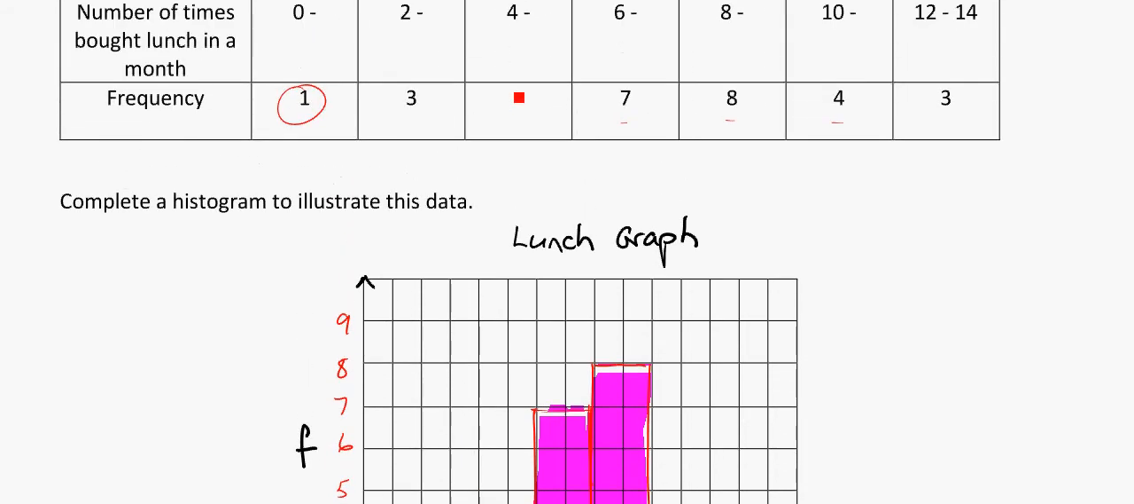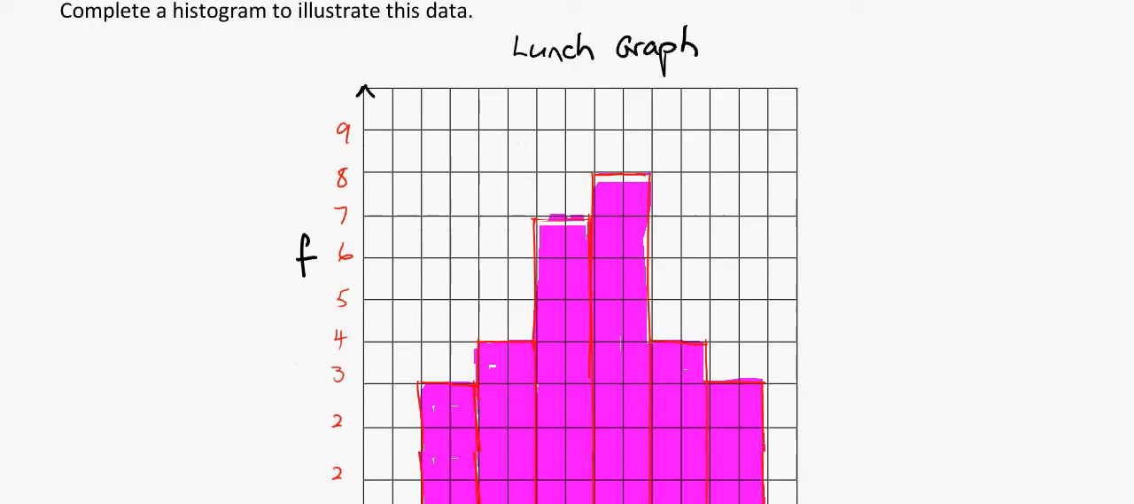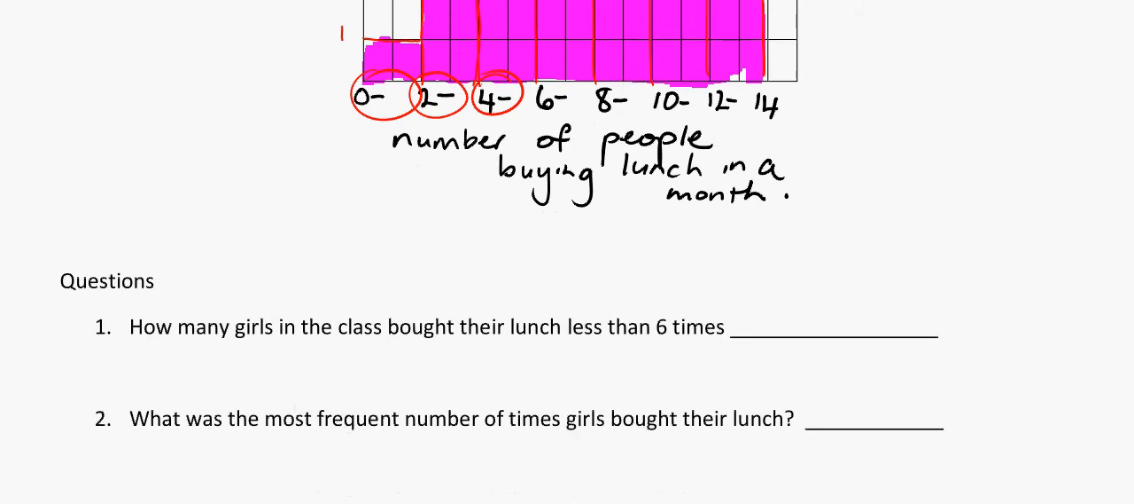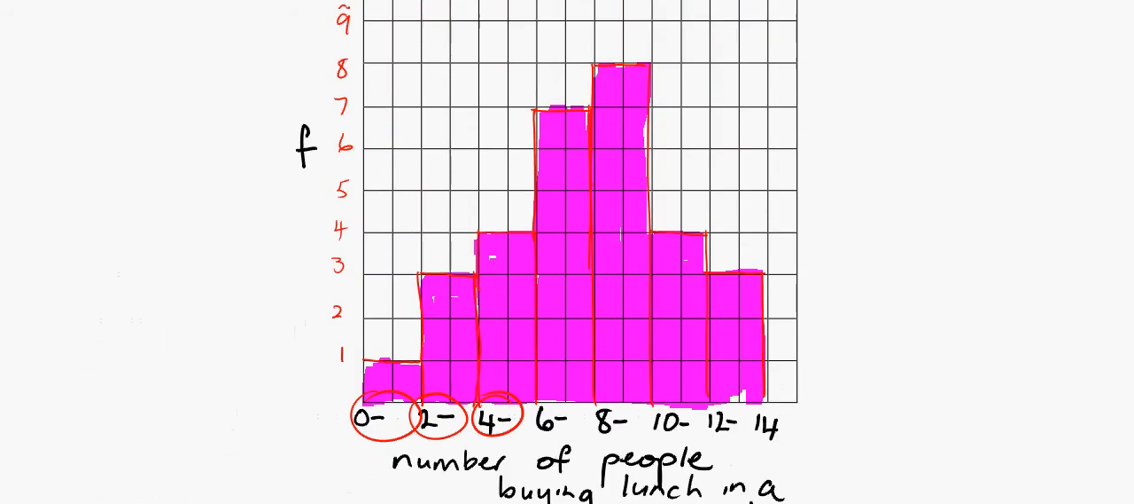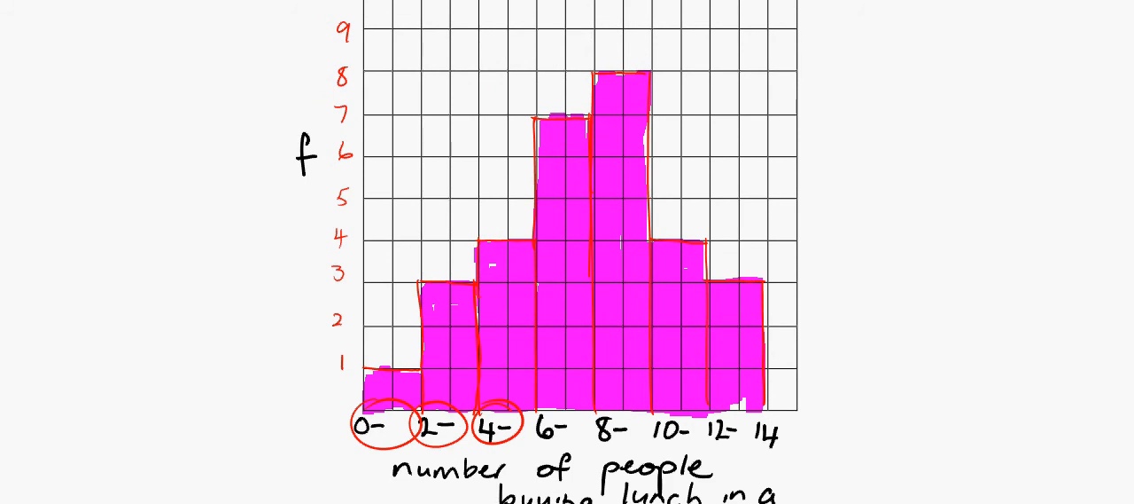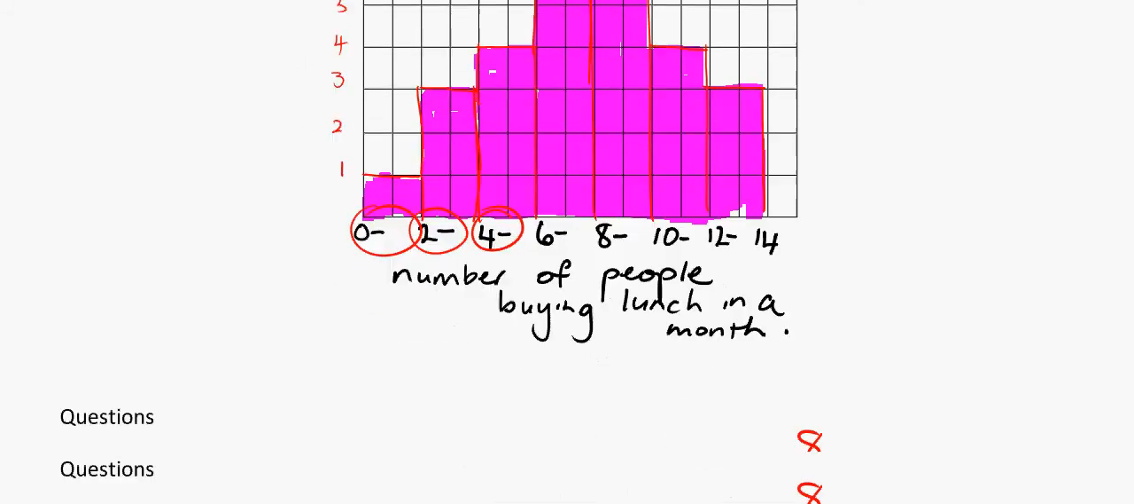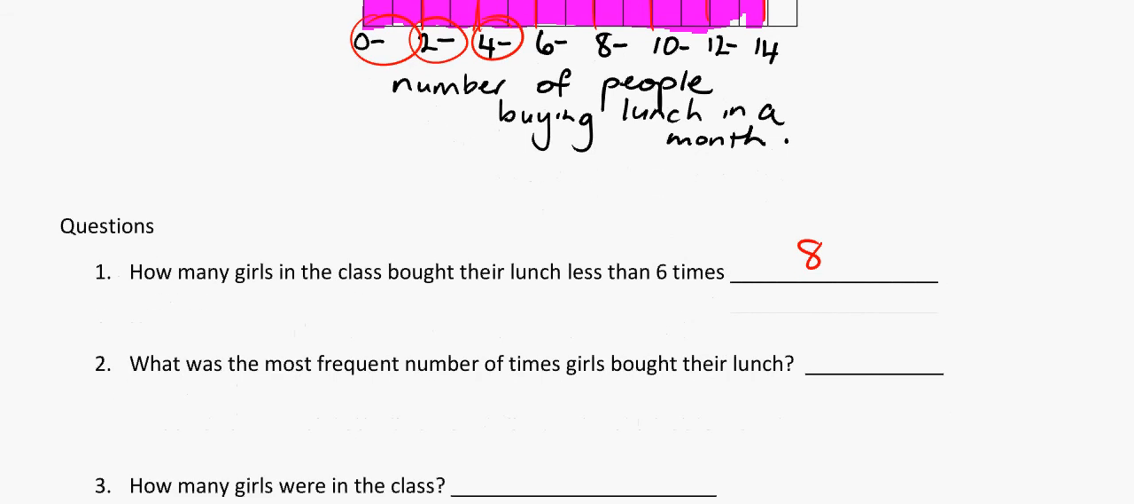Or you can do it off here. We're adding 4, 3 and 1 together, and so the answer is 8 girls bought their lunch less than 6 times. What was the most frequent number of times girls bought their lunch? So we're looking at the highest bar, and it was 8, and it was 8 to 10. It didn't include 10, so we can just say 8 or 9 times.